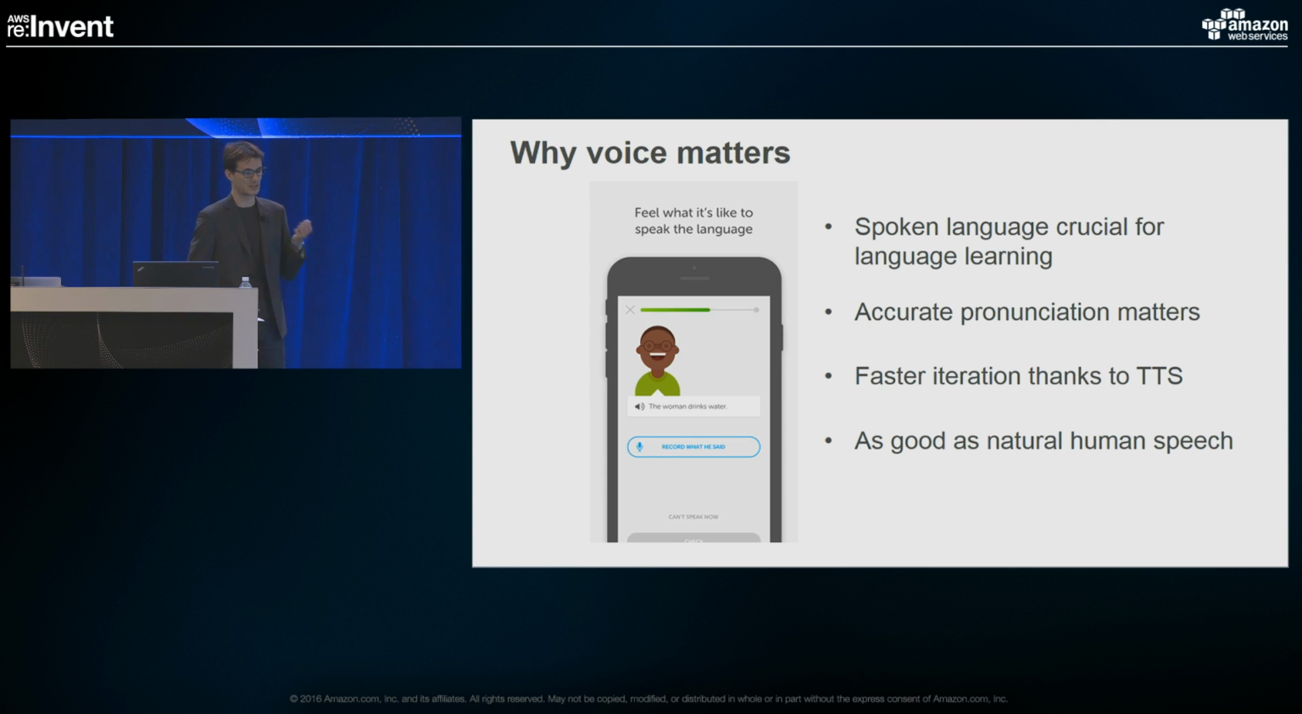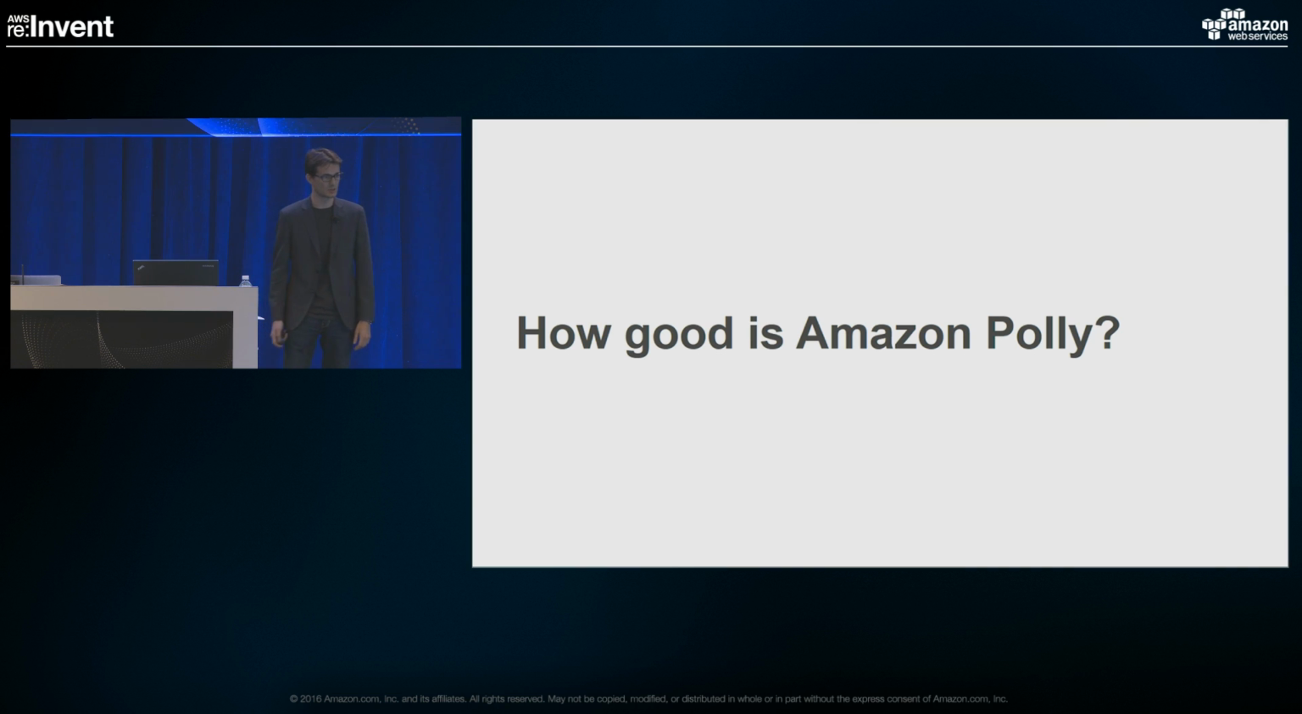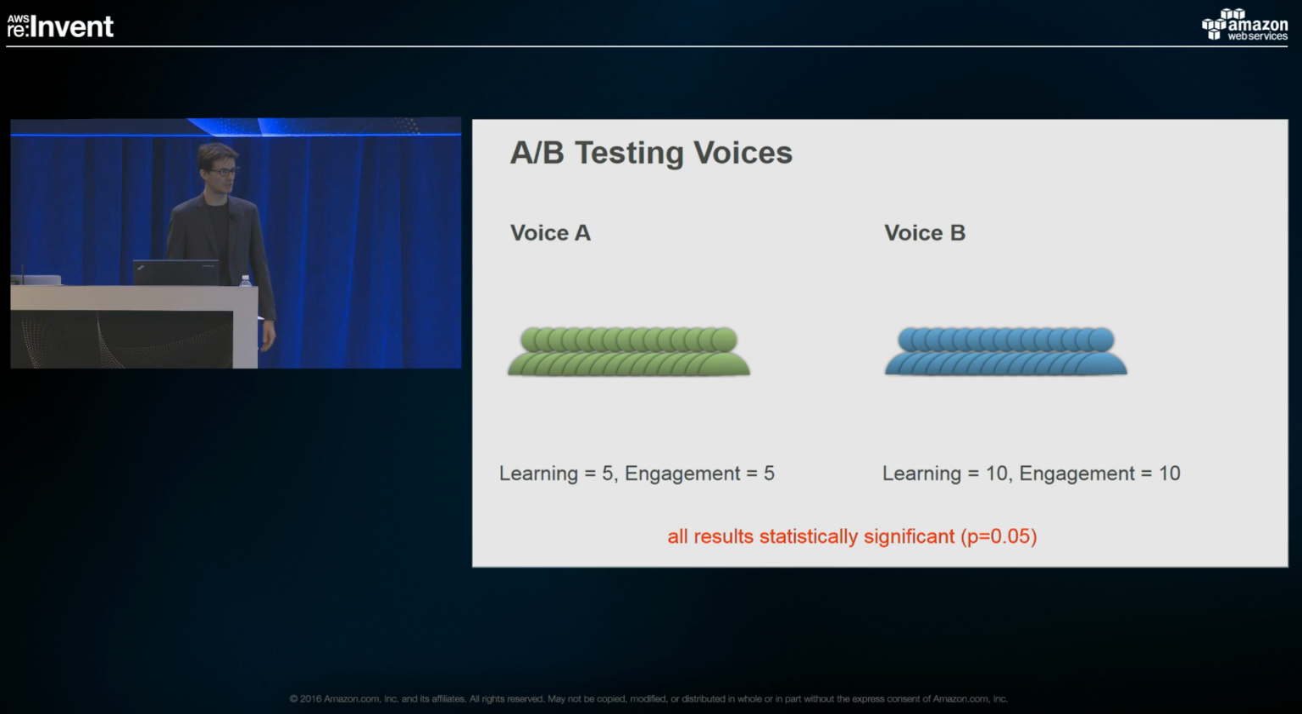And we actually found that the TTS provided by Amazon Polly is as good as natural human speech for the purpose of language learning. So you may wonder, how good is Amazon Polly actually? And we put it to the test. We have all these millions of users, and what we do at Duolingo is A/B tests. We have two voices, voice A and voice B, and we give each voice to 50% of our users. In each bucket, there are tens of millions of users, and then we measure learning and engagement of those two buckets.